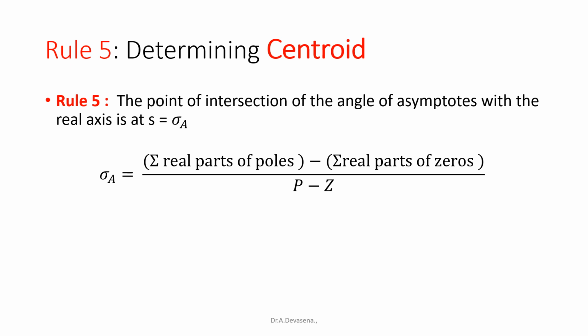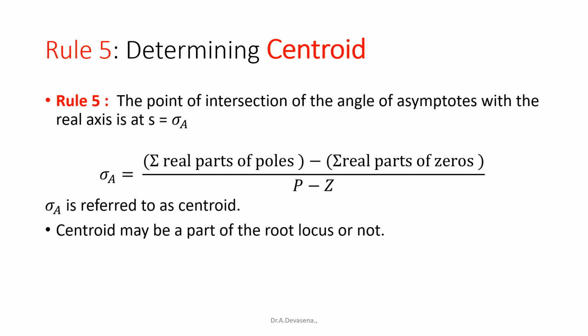Sigma suffix a is equal to the sum of real parts of poles minus the sum of real parts of zeros divided by p minus z. Sigma suffix a is referred to as the centroid. The centroid may be a part of the root locus or not. The centroid is the point where the asymptotes intersect on the real axis.